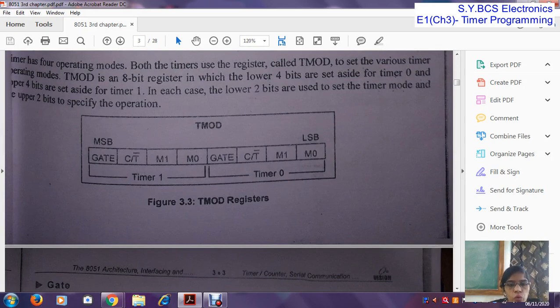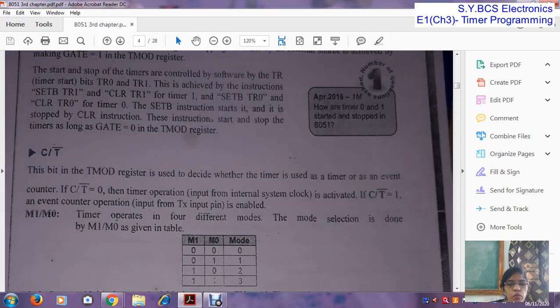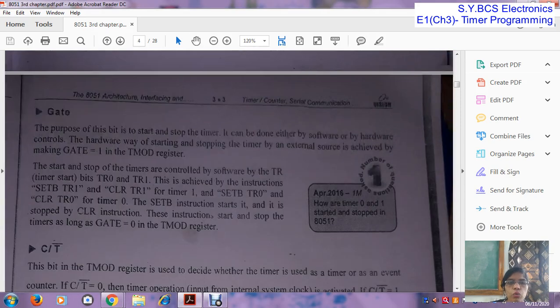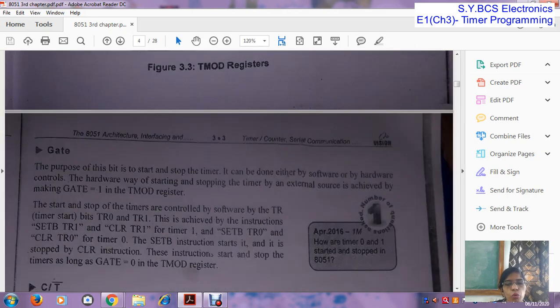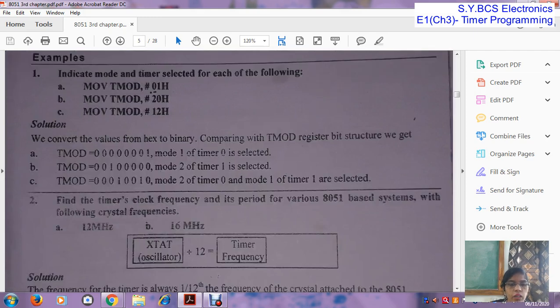The binary code for 2 is 0 0 1 0. So gate is 0, the timer is started and stopped by software, and the timer counter bit is also 0. So this timer is used for time delay generation, and the combination of M1 M0 is 1 0, which is mode 2. So mode 2 for timer 0 and mode 1 for timer 1 are selected.